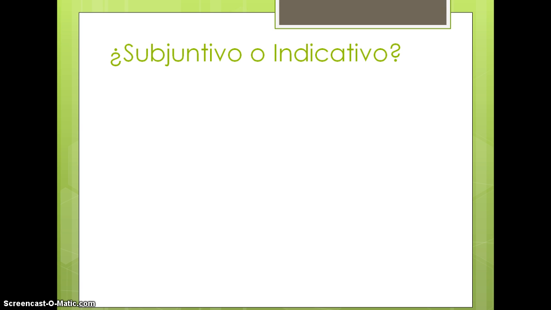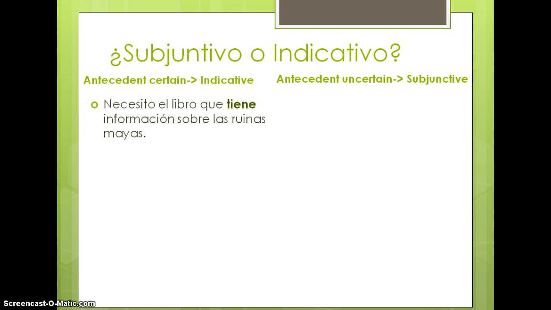Now, subjuntivo o indicativo, that really is the question. When the antecedent, in this case the subordinate clause of a sentence, refers to something that is known to exist, the indicative is used. When the antecedent is uncertain or indefinite, then we need to use the subjunctive. And here are some examples.